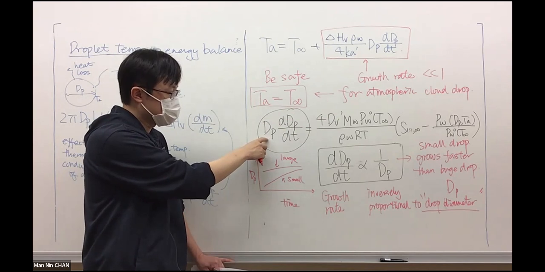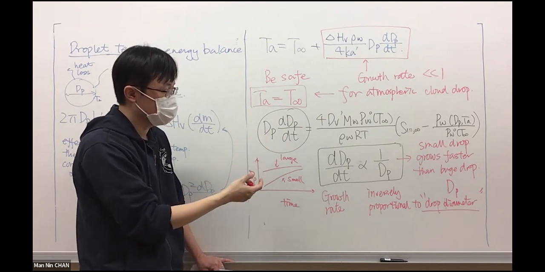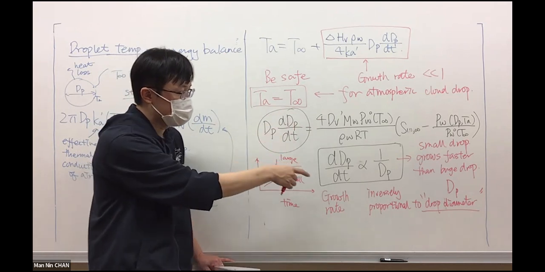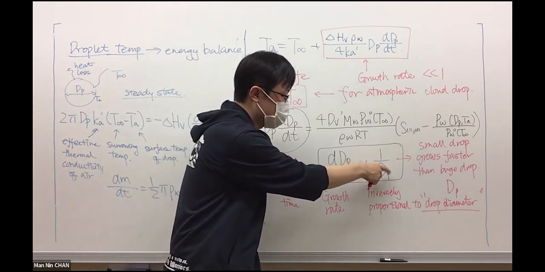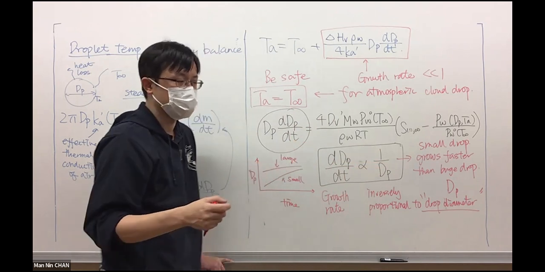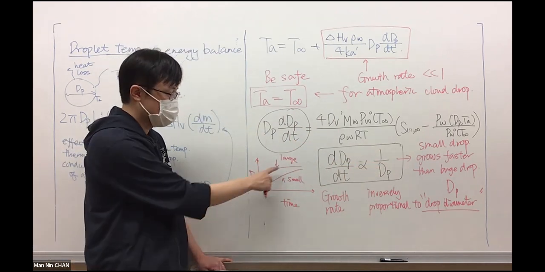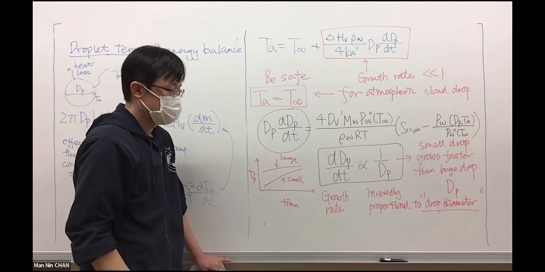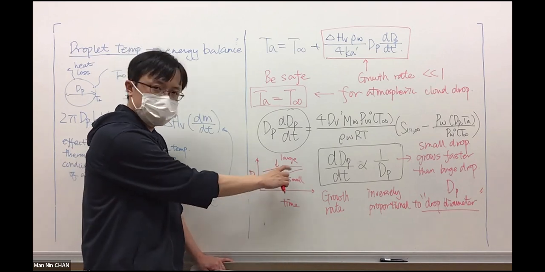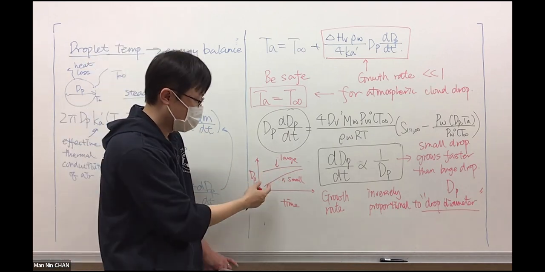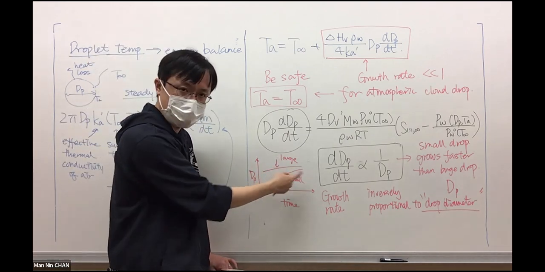But a more important message is that in your equation, the growth rate will be inversely proportional to the particle size. That means the smaller droplet will go faster than the larger droplet. I just show you here, so this also gives you more implication for the growth rate of small particles, and how they will change as a function of time.